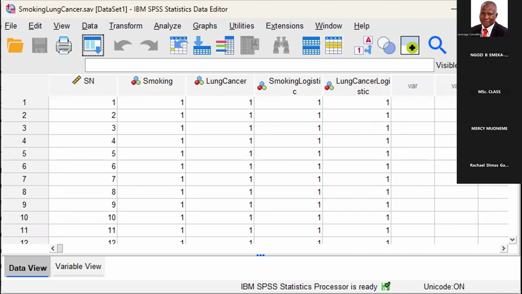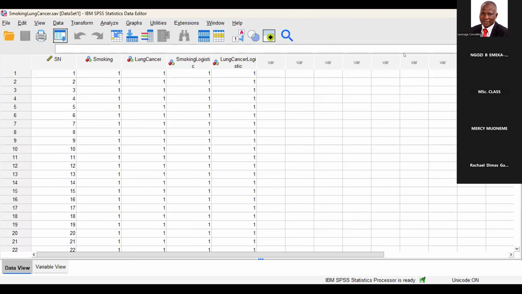Mute yourself. You see that the data set is very simple. You know there are two groups: smoker and non-smoker. So you enter it in series. After the serial number, the smoking. We have coded smoking 1, non-smoking 2.